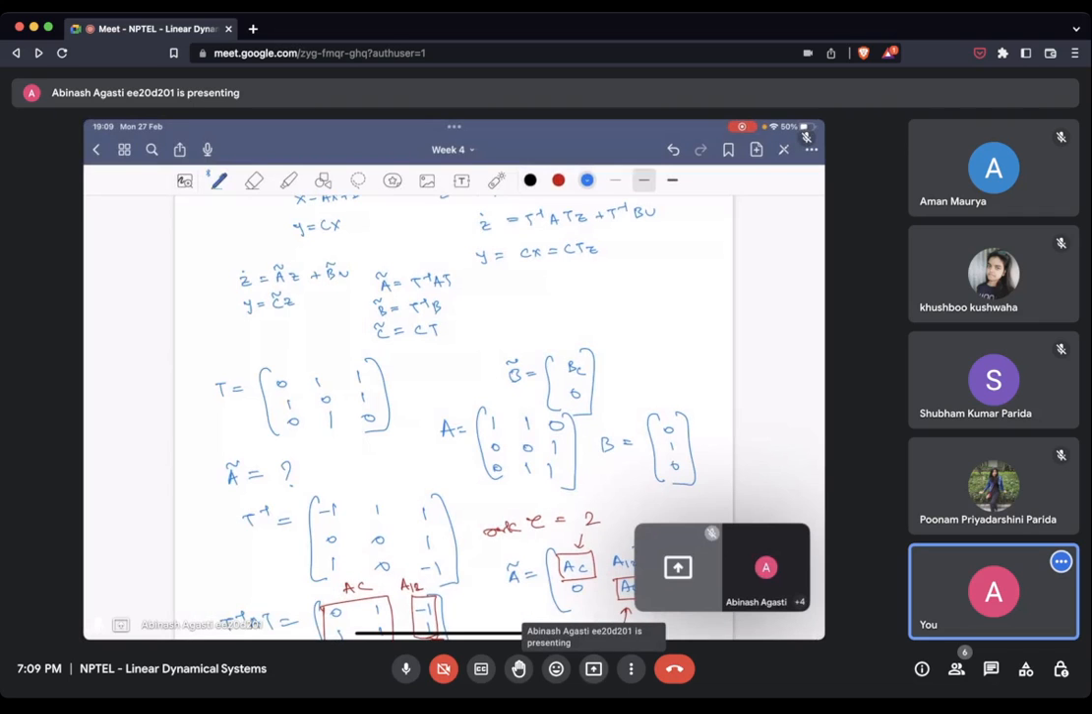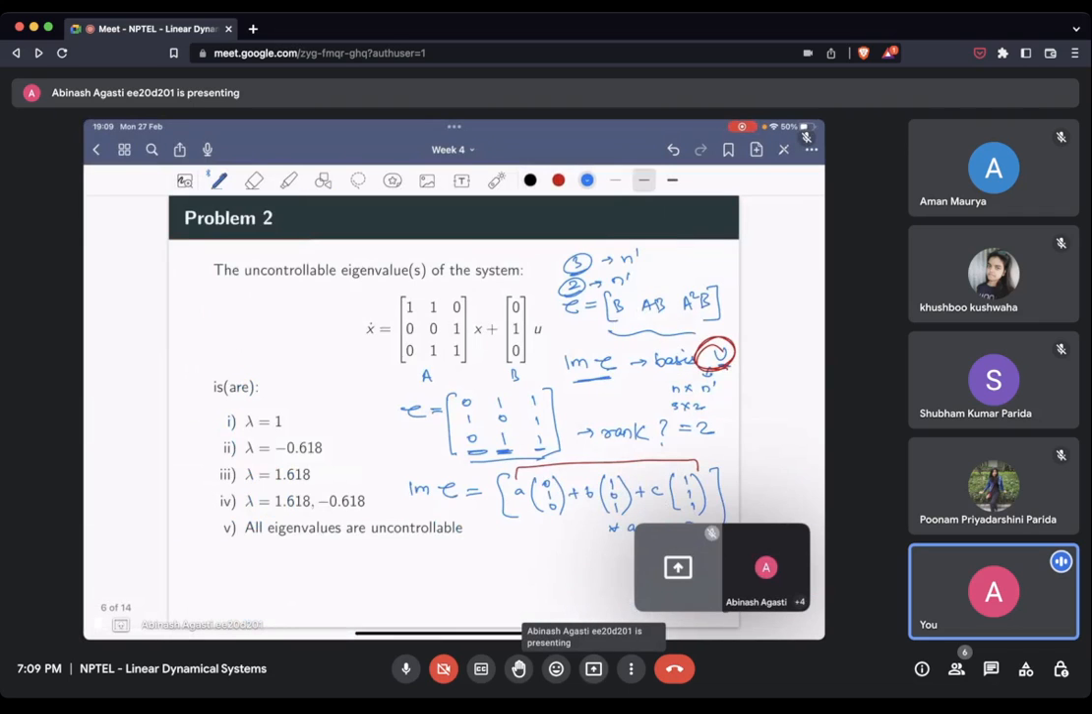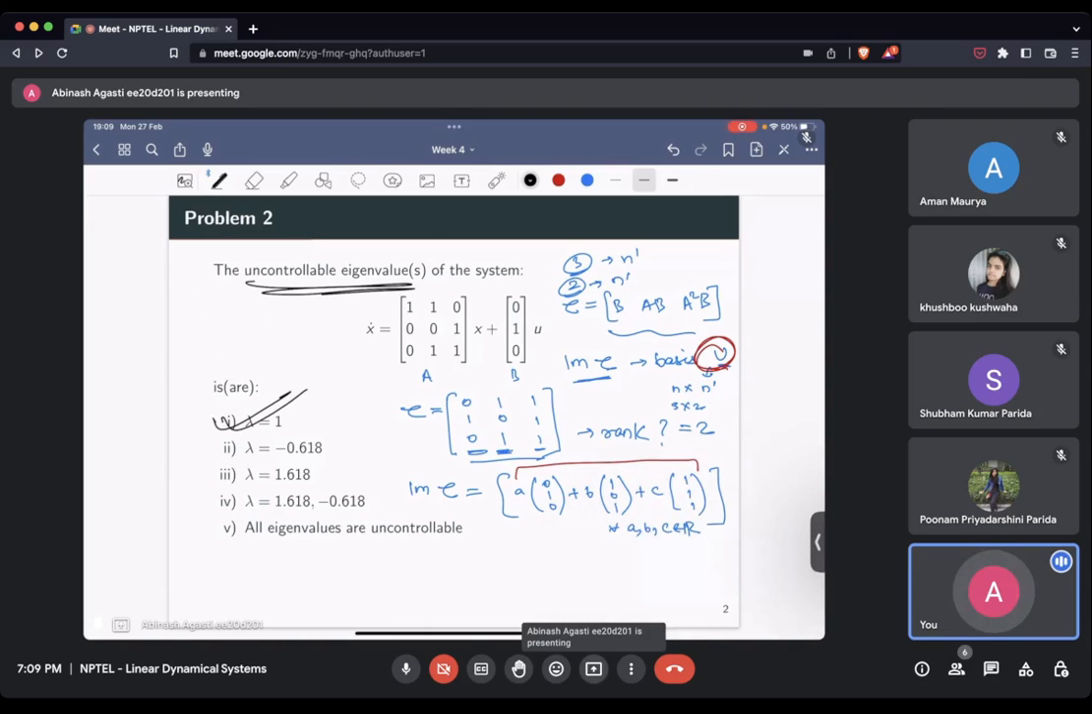So if you look at this, which are the uncontrollable eigenvalues of the system? So this is the correct answer. Lambda equal to 1 is the only uncontrollable eigenvalue. The rest, these two, they are controllable. Alright, is it clear? Should we move forward?